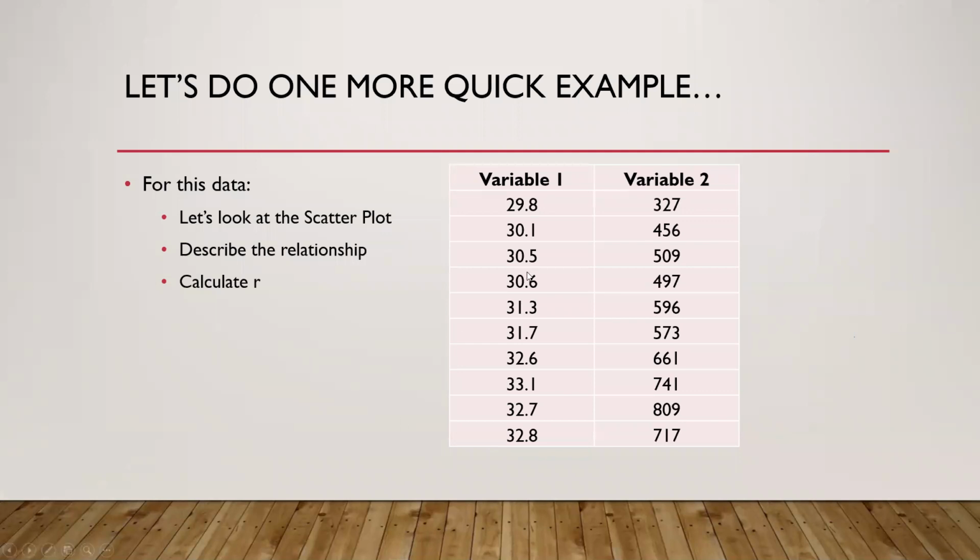So here's another example that we're gonna do in our calculator. I have this set of data here. We have our first variable, variable 1, and our second variable, variable 2. We're just gonna assume that variable 1 is our explanatory, so our X variable, and variable 2 is our response variable, our variable y. So let's look at the scatter plot, describe the relationship, and calculate r.